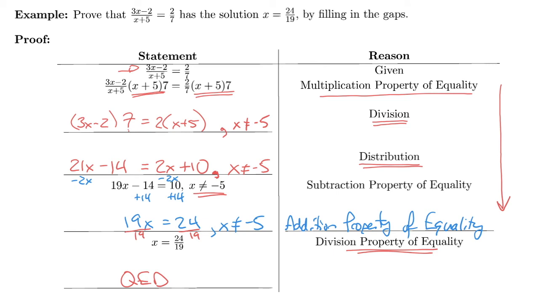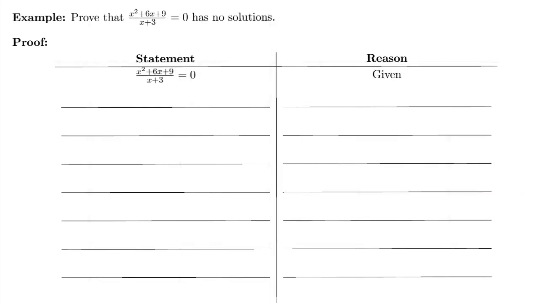Now, let's take a look at another one here where we're going to be given a lot more freedom as to how to work through it. So this question says, prove that x squared plus 6x plus 9 over x plus 3 equals 0. That equation has no solutions. Okay. So we're going to jump into this here.